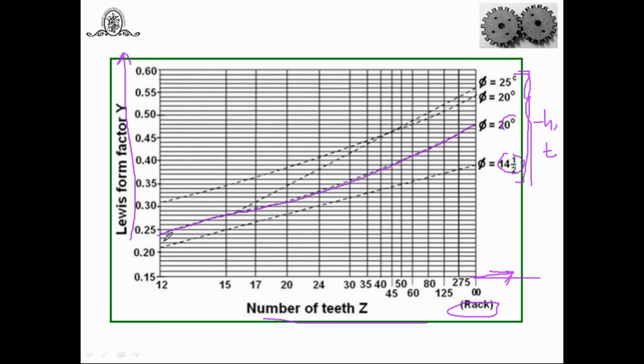This line gives you, for suppose 17 teeth, you can look here, you will get the Lewis form factor y for a pinion as well as the gear. For 24, here you can locate by referring to the chart also. But here sometimes, again, two lines are given for 20-degree and 20-degree.